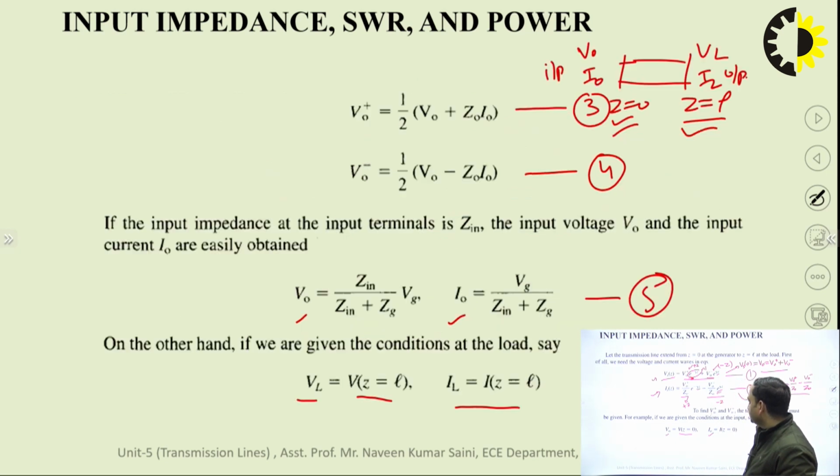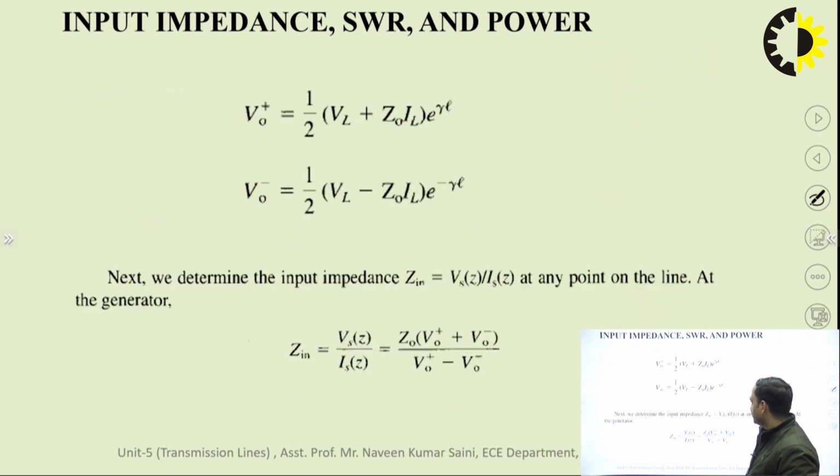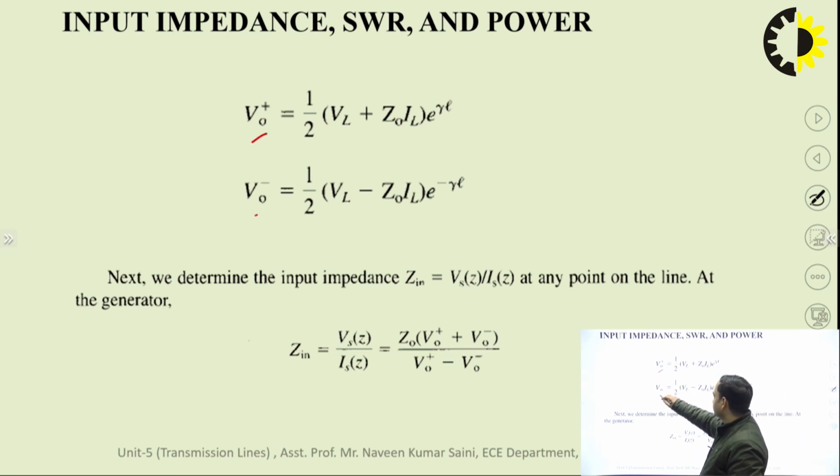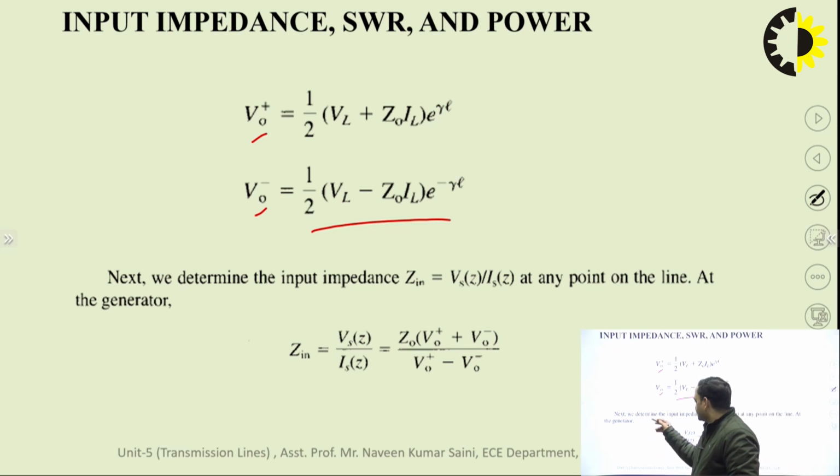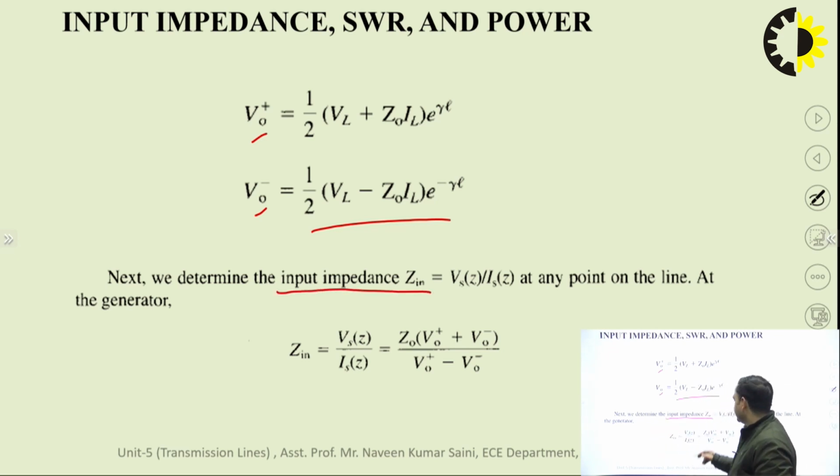So, when we put it and we solve these equations, then V naught plus and V naught minus we can get it in this way. So, V naught plus will be half VL plus Z naught IL e to the power gamma L, and here it is the half VL minus Z naught IL e to the power minus gamma L. Now, our main concern is about the input impedance Z in we want.